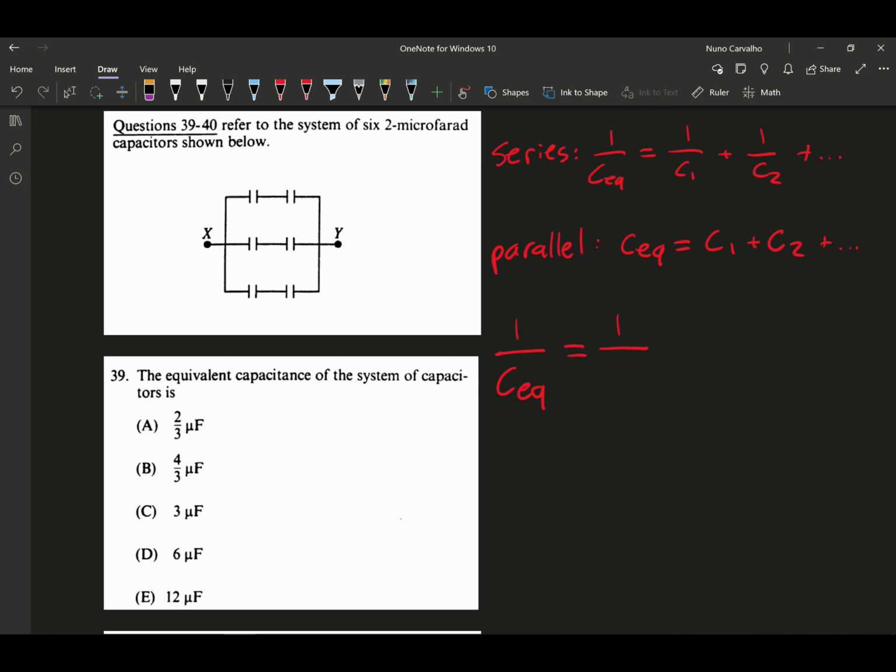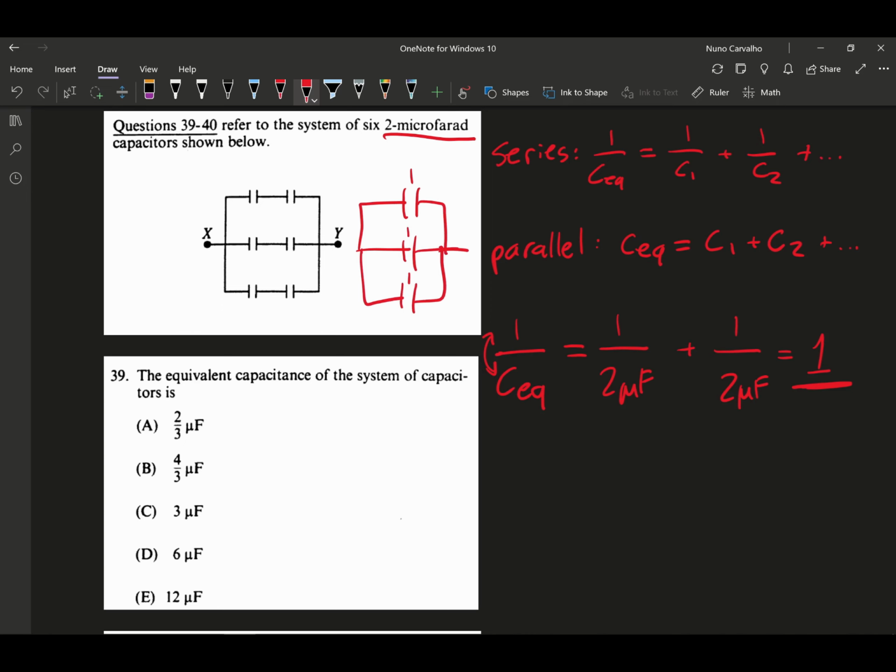And we are told that each capacitor here has 2 microfarads. So we can do like this. And what this is going to end up being is just, well, 1 microfarad, I guess. And when we invert that so that we just get the equivalent capacitance, well, we're just inverting 1, so we just stay the 1 here. So that means that each branch here has an equivalent capacitance of 1, like this. And if we connect them all like that.